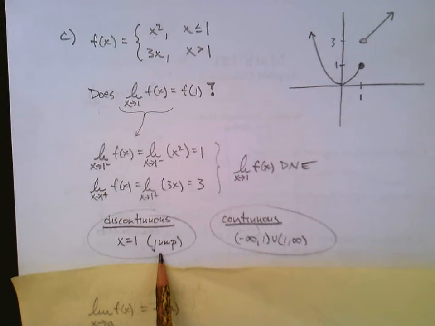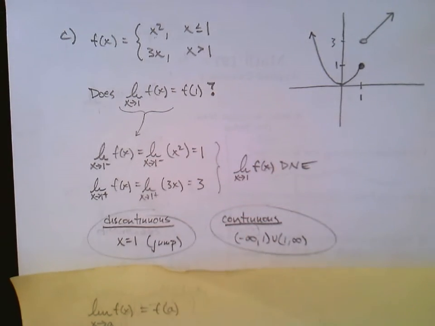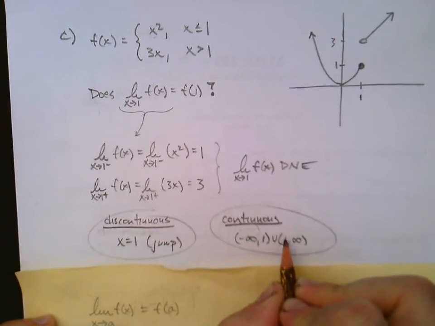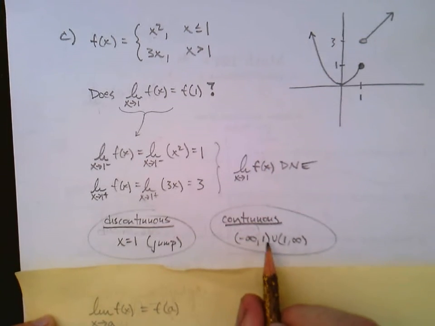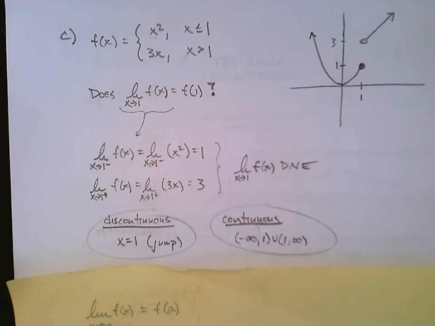Okay. So then where is it continuous? Well, everywhere else. So we'll just skip over 1: from negative infinity to 1, union 1 to infinity. Sorry, that's a little small and a bit fuzzy on the screen as I'm looking at it.